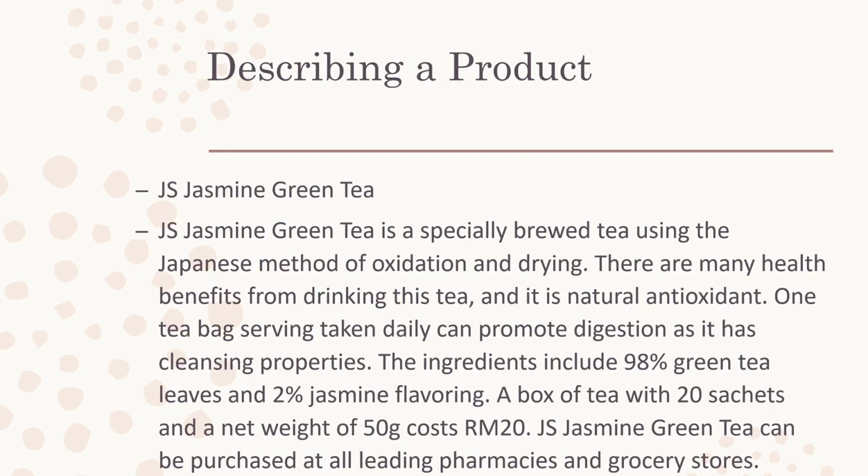So describing a product, this is an example of a description of a product. For example, this one is Jasmine green tea. So they describe by explaining the process of creating the tea. Then they give the benefits of the tea, and then the price as well as the ingredients and where it can be found. So that is how you describe a product.